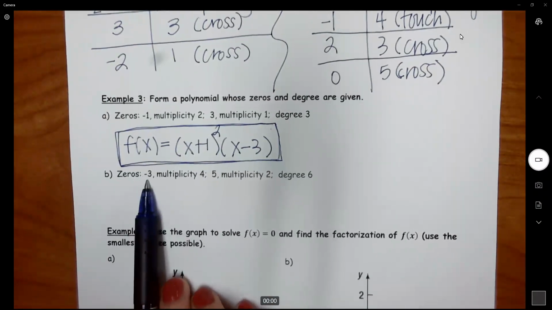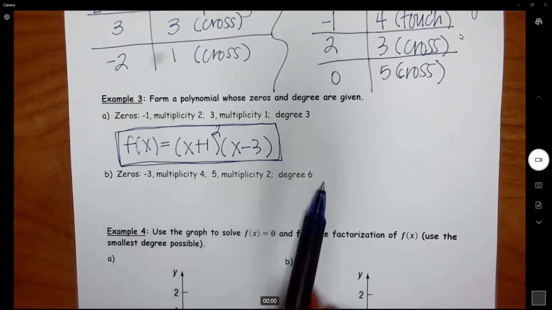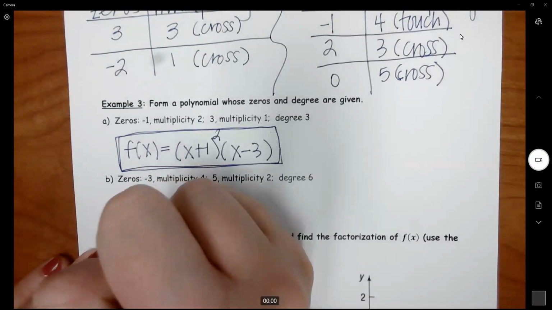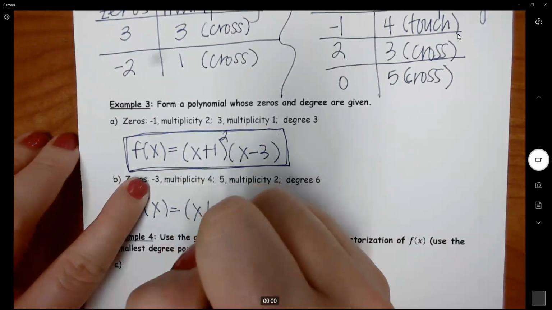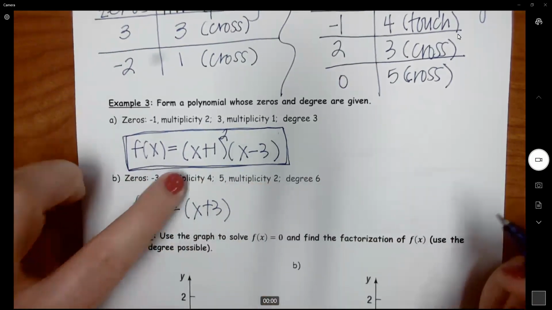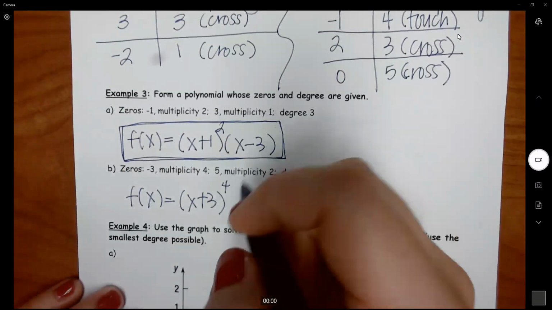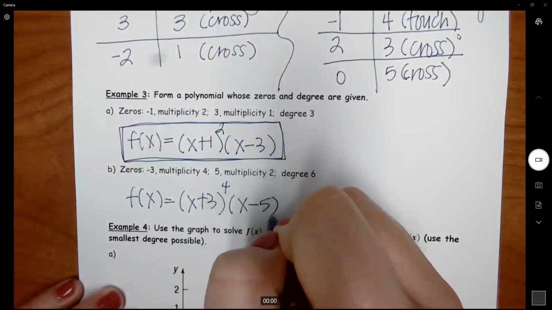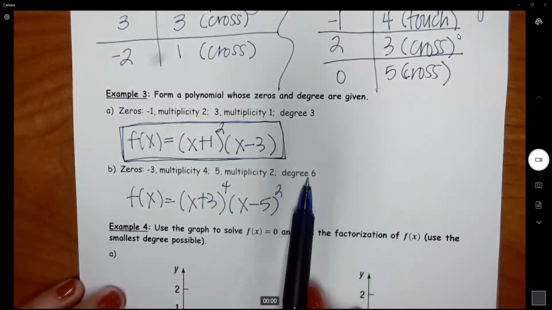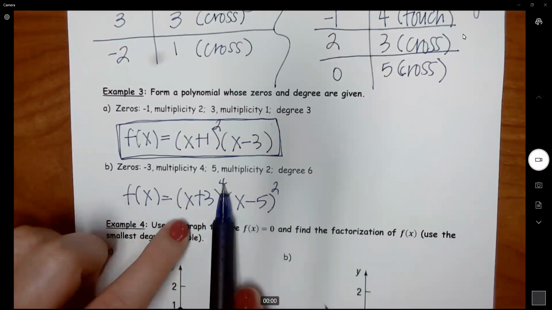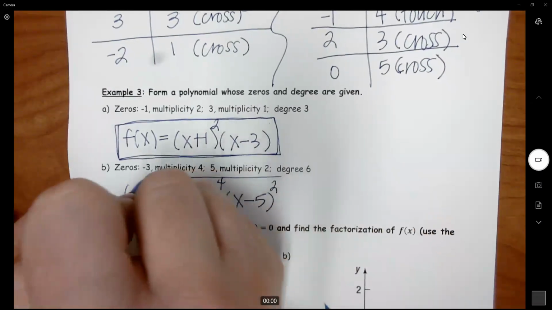Okay, we have zeros at -3 with a multiplicity of 4, and a 0 at 5 with a multiplicity of 2. We should have a degree of 6. So if I have a 0 at -3, that means that this is x plus 3. Its multiplicity is 4, so this is to the 4th power. We have a 0 at 5, which means this is x minus 5. And it has a multiplicity of 2, which means that this is squared. And we need a degree of 6, and that's what we have because I have 4 x's here, 2 x's here, so I have 6 x's total.